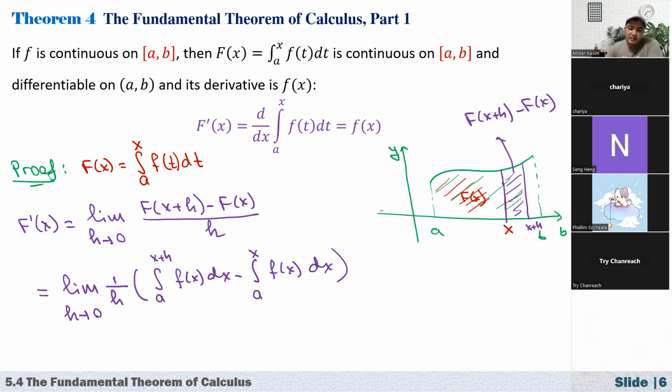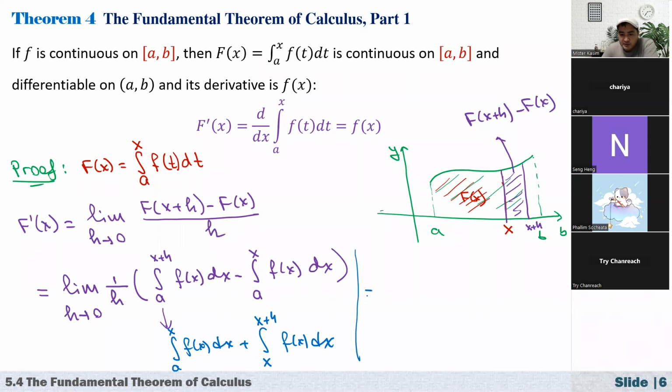Again, using the properties of the definite integral, I can write this integral as the integral from a to x of f of x dx plus the integral from x to x plus h of f of x dx. Here these two things cancel each other, right? So then this limit will be equal to the limit as h approaches 0 of 1 over h times, and this a to x and a to x cancel each other.